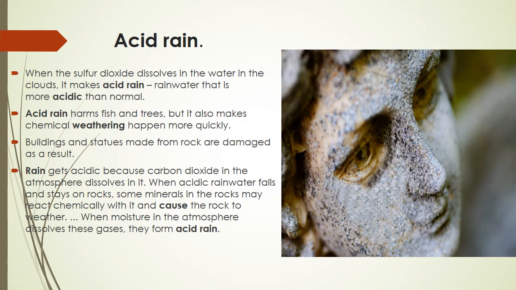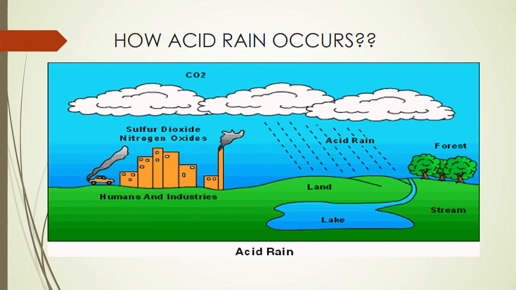Rain gets acidic because carbon dioxide in the atmosphere dissolves in it, and when acidic rainwater falls and stays on the rock, some minerals in the rock may react chemically with it and cause the rock to weather. When moisture in the atmosphere dissolves these gases, they form acid rain. This is how acid rain affects the monuments.